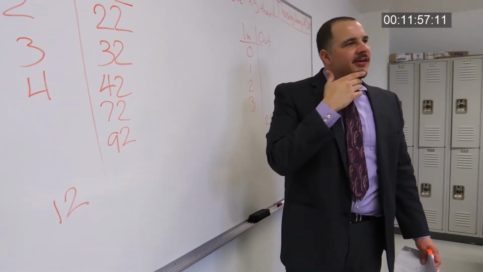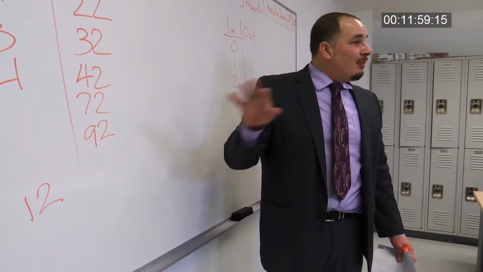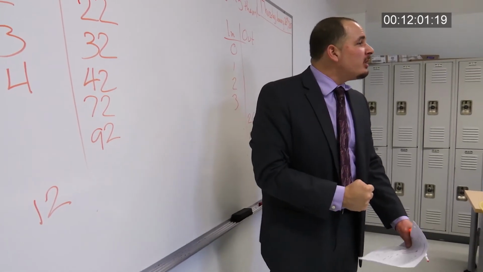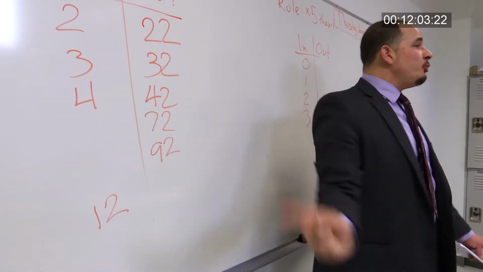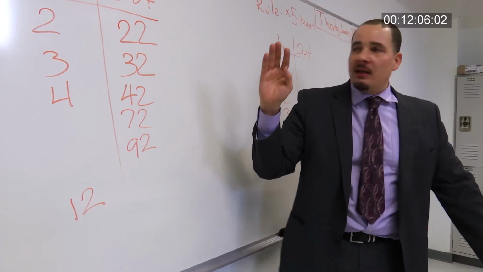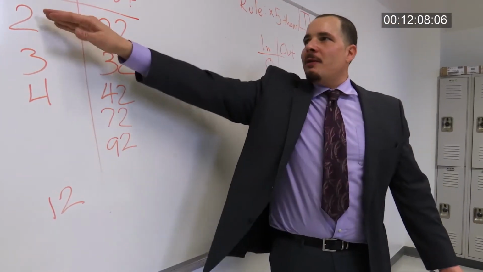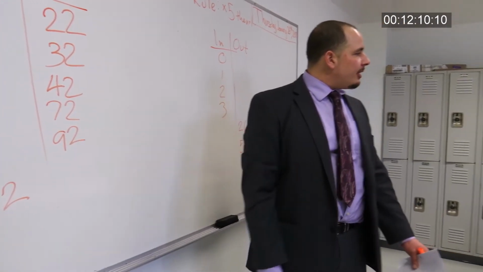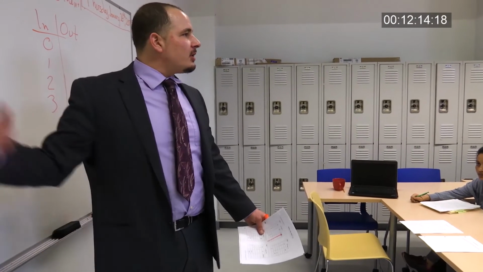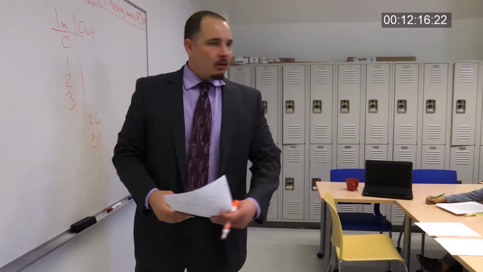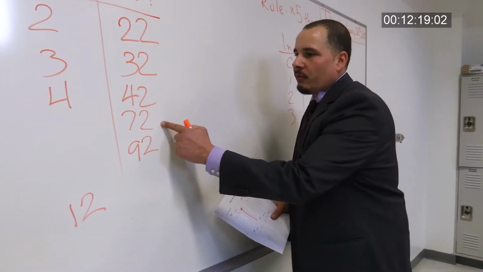Interesting thing to notice. Remember, these functions are a rule that works all the way from 2 up to 2 billion and beyond. They work for anything. So if I went up 2 numbers, how much would the output go up? 20. It'd go up 20. If I went up 8, how much would the output go up? 80.